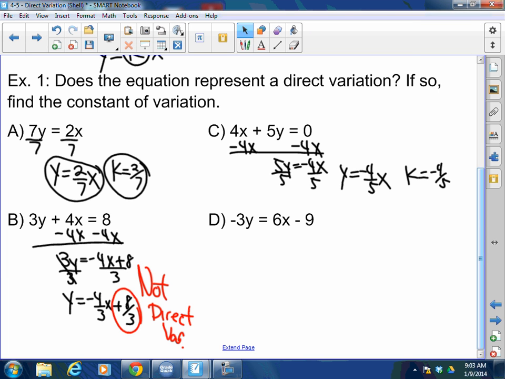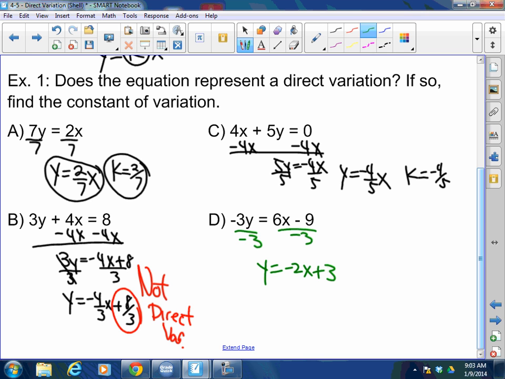How about for this bad boy? Divide by negative 3 on both sides to get the y alone. y equals negative 2x plus 3. Is that a direct variation? No, because you're adding that 3.